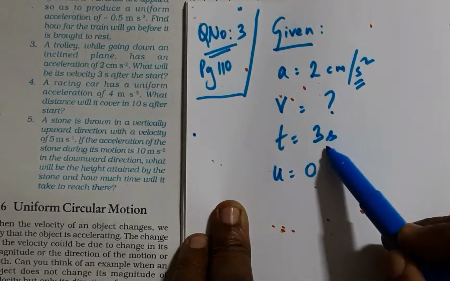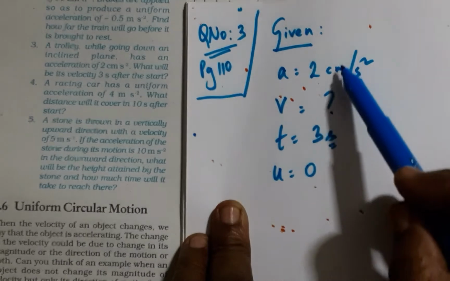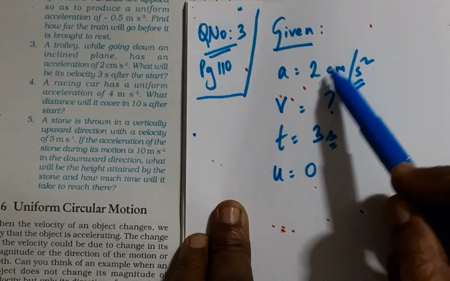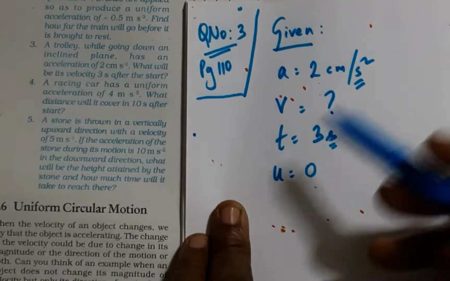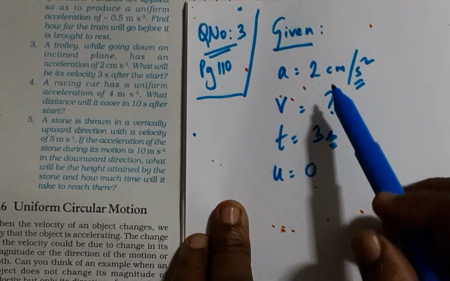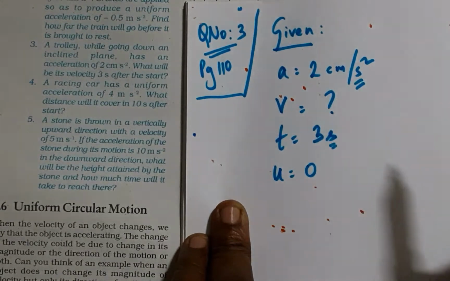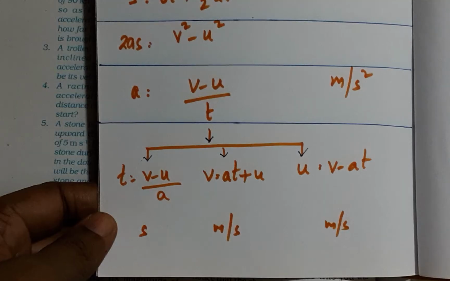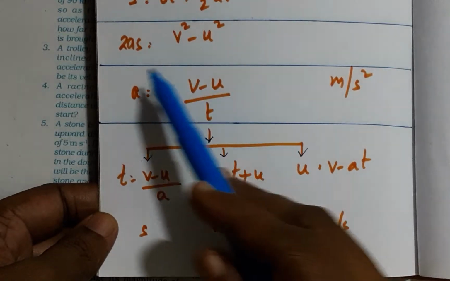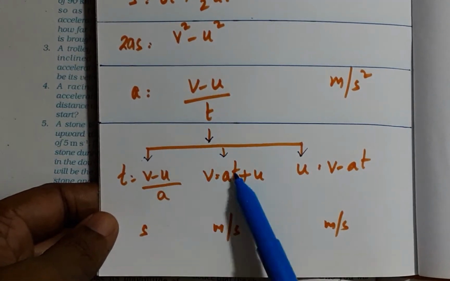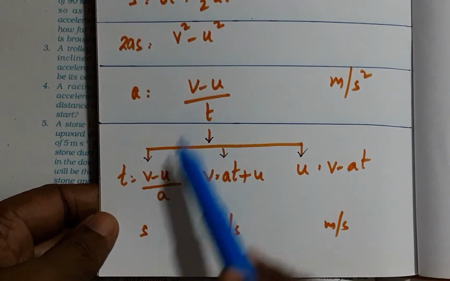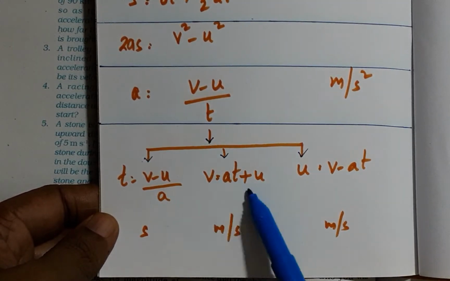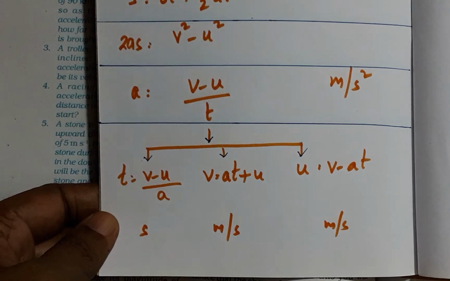Here the units are in seconds and this is also in seconds, so we need not worry about this part of the sum. We simply go into the sum and arrive at the answer in terms of centimeters per second. And we know that this is the parent formula and these three are the children derived from this, and now we need this formula to arrive at the answer.